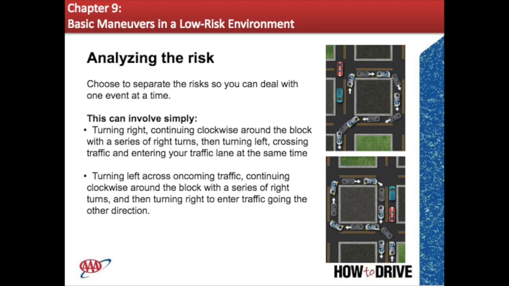Often the best choice when you have to turn around is to drive around the block. Consider that you may have to cross the path of oncoming traffic at an uncontrolled intersection. Choose to separate the risks so you can deal with one event at a time. This can be a simple choice of turning right, continuing clockwise around the block with a series of right turns, then turning left, crossing traffic, and entering your traffic lane at the same time.